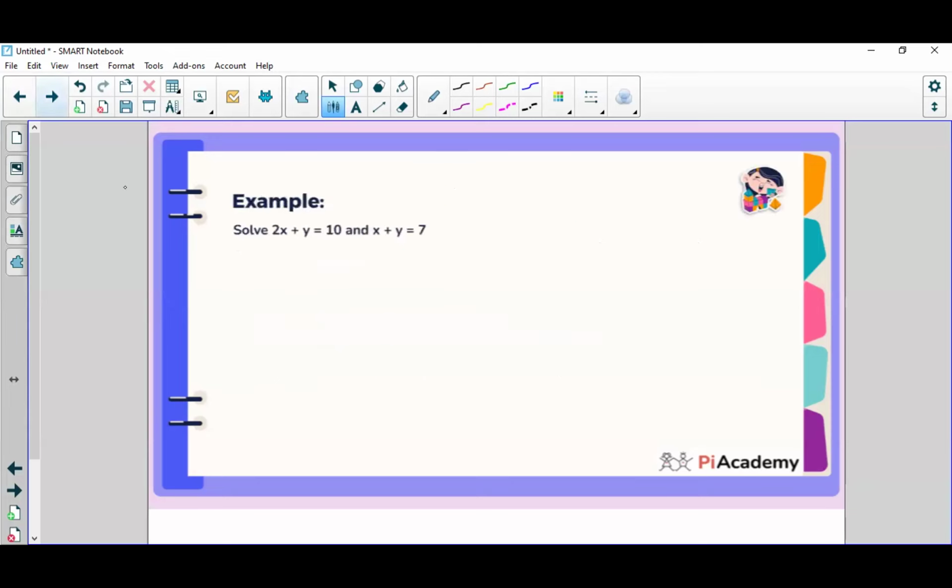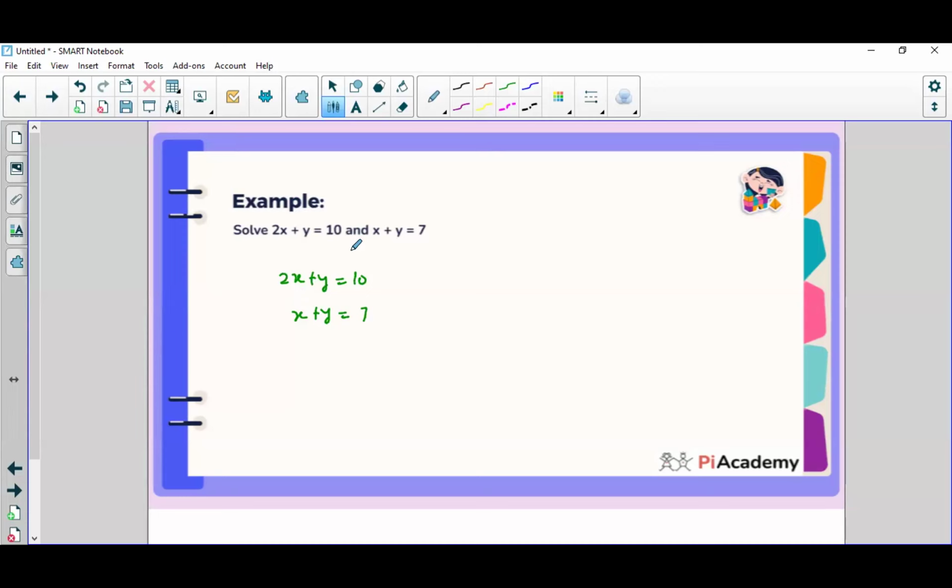Okay. Now, as you can see in this example, 2x plus y equals 10 and x plus y equals 7. So how to solve them? Here we will use the elimination method. Now, what is the elimination method? You can write these two equations, 2x plus y equals 10 and x plus y equals 7. Now, what is happening here? You have to choose one variable. It's your choice whether you want to choose x or y. It's your call. For example, I'm choosing y here.